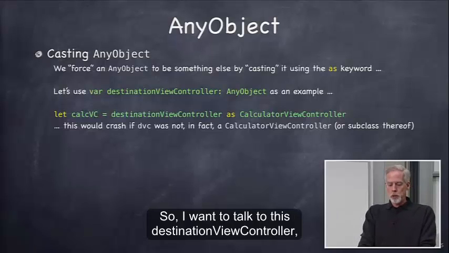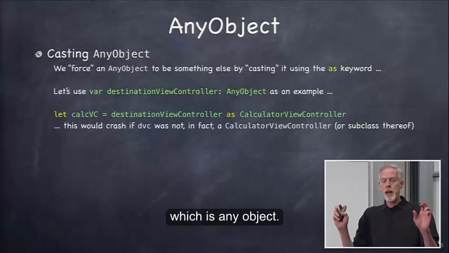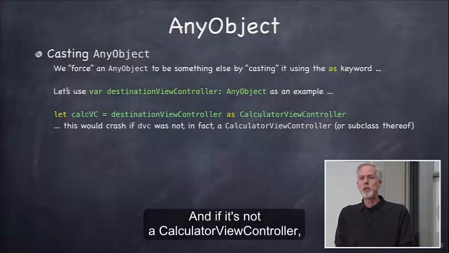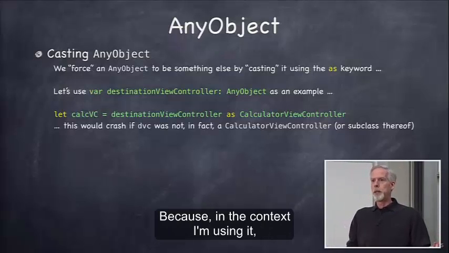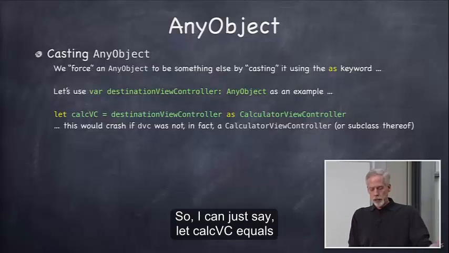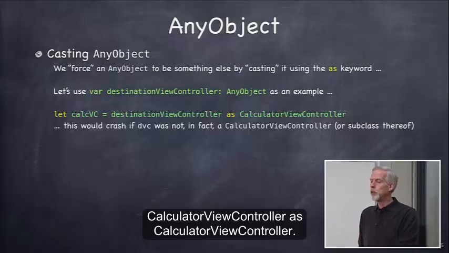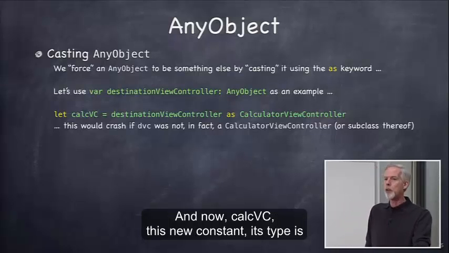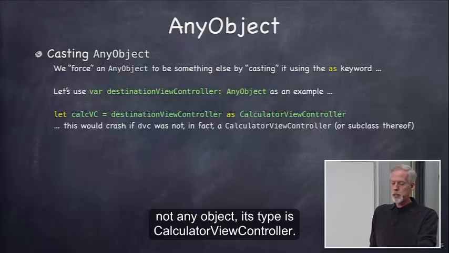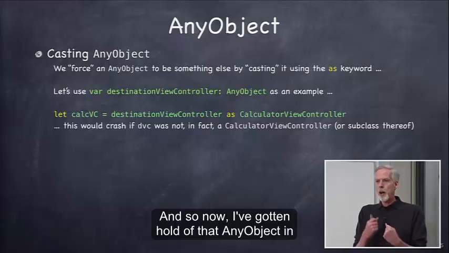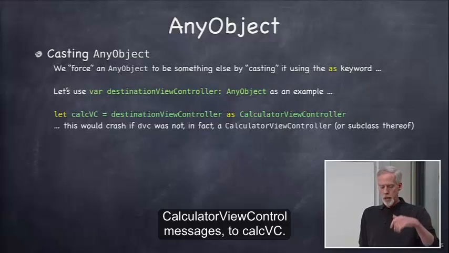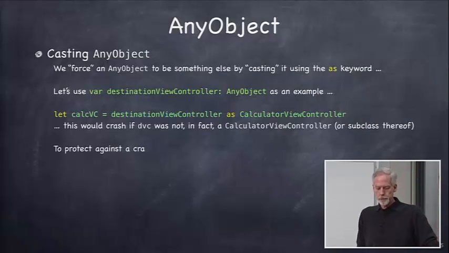So I want to talk to this destination view controller, which is any object, and I know that it's a calculator view controller. And if it's not a calculator view controller, my program should probably crash, because in the context I'm using it, I want it to be that. Okay? So I can just say let calc VC equals destination view controller as calculator view controller, and now calc VC, this new constant, its type is not any object, its type is calculator view controller. And so now I've gotten hold of that any object in a way I can actually do things with it, and I can send calculator view controller messages to calc VC.